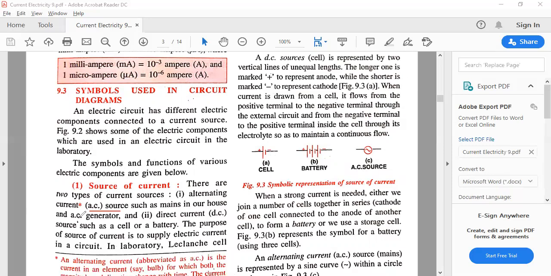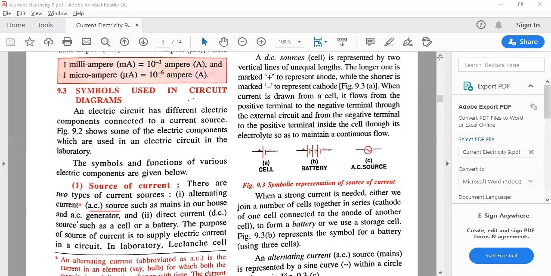Also, there is something called an AC generator, which we'll be studying next year. The AC generator is the inverter. If you have an inverter at home, you will understand. And direct current is a cell or battery, which we already spoke about. The purpose of the source of current is to supply electric current in the circuit.